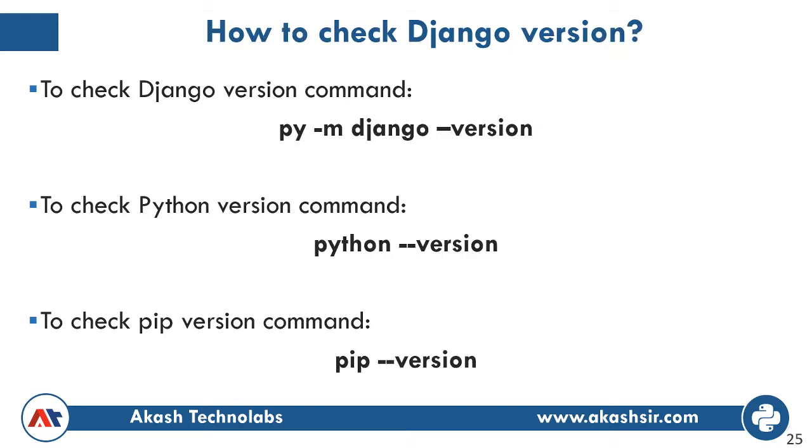Okay, so what is next? How to check whether Django is installed or not on my system? This is a simple command. You can take a snapshot. py -m django --version, right? With the help of this command, you can check the Django version which is installed on your computer. And if you want to check the version of Python, then simply type python --version. And if you want to check the version of pip, then simply type pip --version.